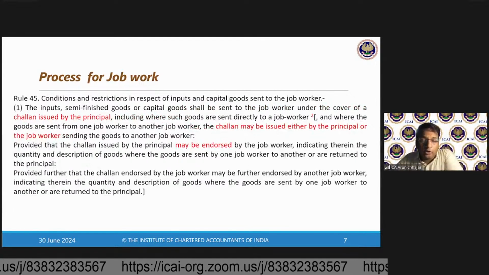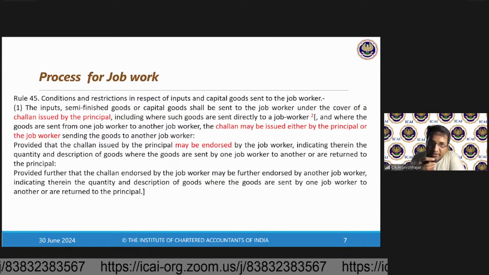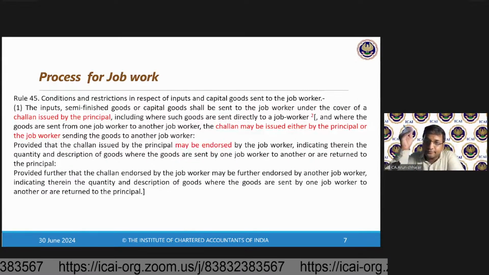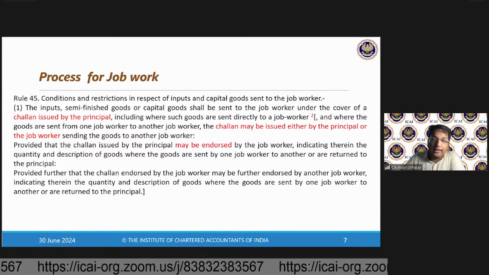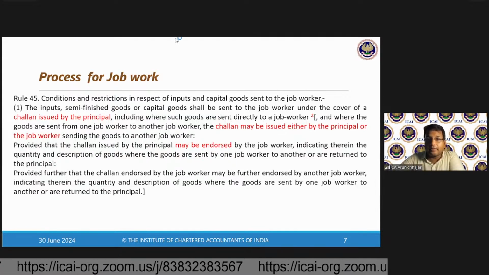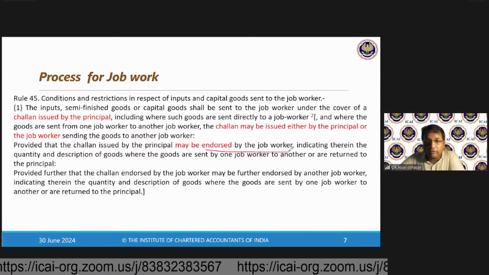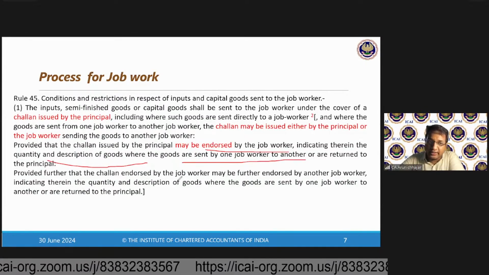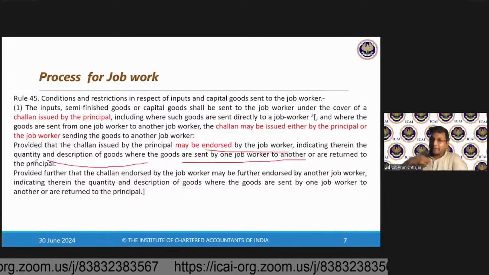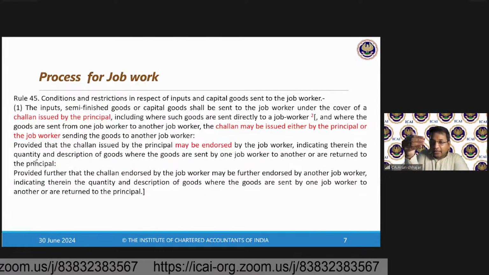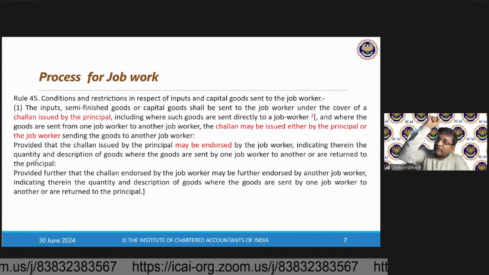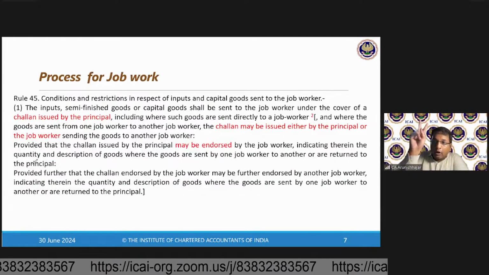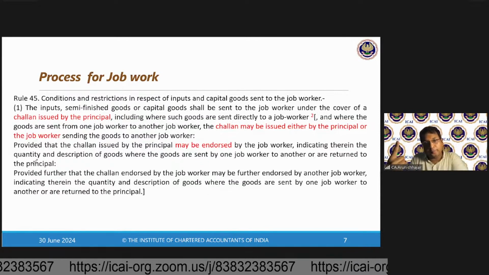Then rule 45 talks about that, first, when goods are being sent to the job worker, it should be on the delivery challan. Then the challan issued by the principal may be endorsed by the job worker, indicating the quantity and description, and the goods are sent by one job worker to another, etc. It means I am sending the goods to my job worker on the delivery challan. Now he is sending the goods to another job worker, or he is returning the goods to me. He can do either: he can create his own challan, or he can endorse my challan also.